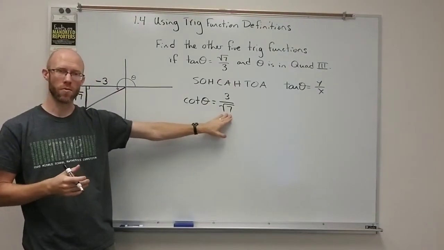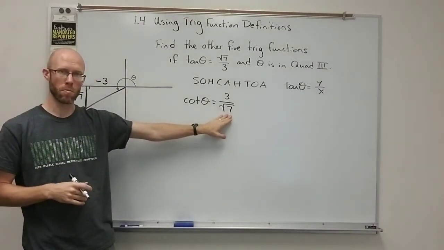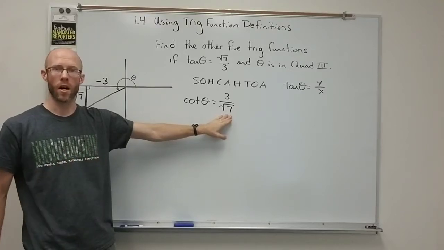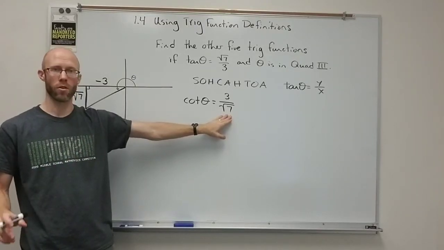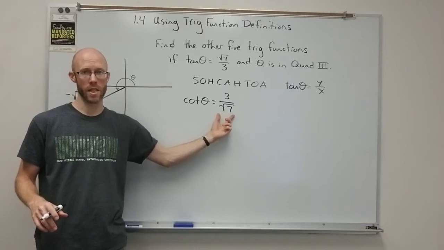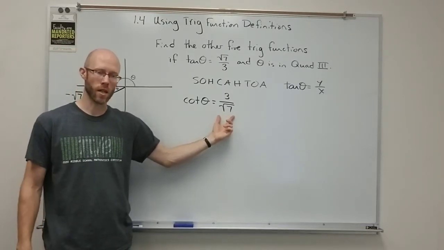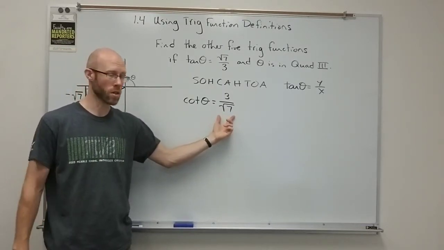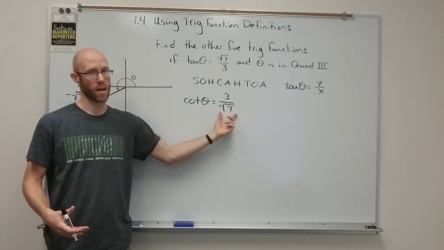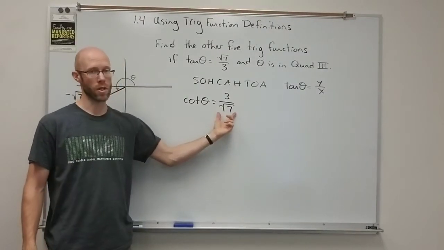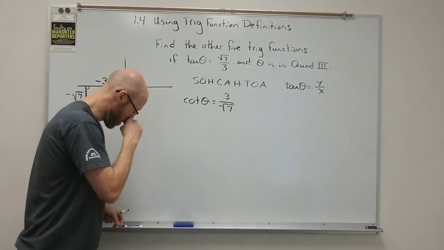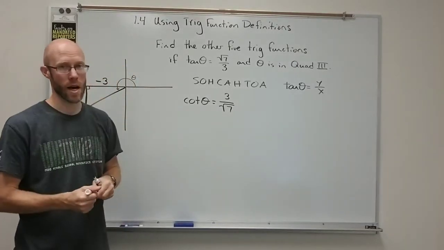we don't want to leave a root on the bottom. Remember, we had a review video from section 1.3 where we talked about rationalizing denominators. This is where it's going to become important. Okay, and you're going to find this in my math lab a lot. They don't want roots on the bottom typically. So I need to rationalize that denominator.